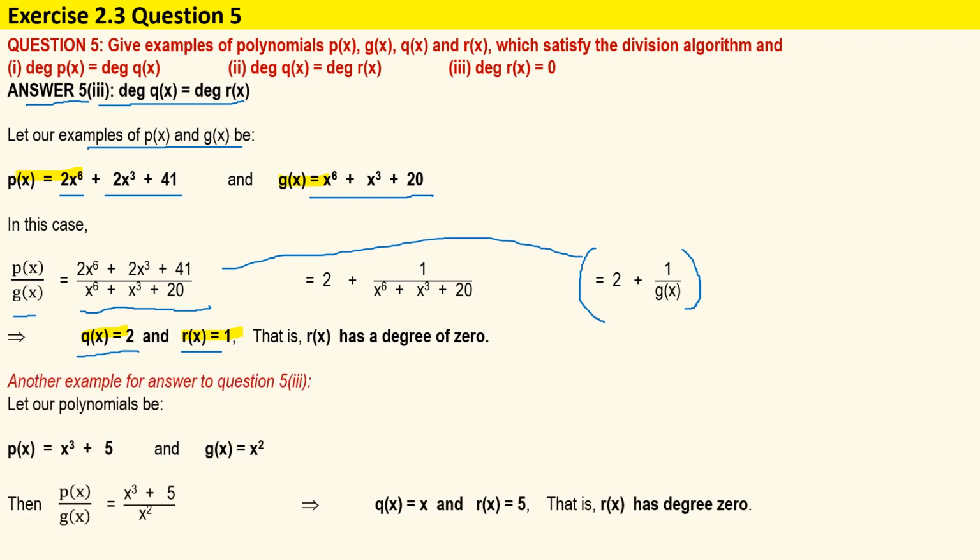Let's also see another example for question number 5, part 3. Let our p(x) polynomial be x^3 + 5, let the g(x) be x^2. When we do p(x) divided by g(x), we get (x^3 + 5) divided by x^2, which implies q(x) is equal to x and r(x) is equal to 5, and hence we have given the answer of question number 5, part 3 as p(x) is equal to x^3 + 5, g(x) is equal to x^2, q(x) is equal to x, and r(x) is equal to 5.